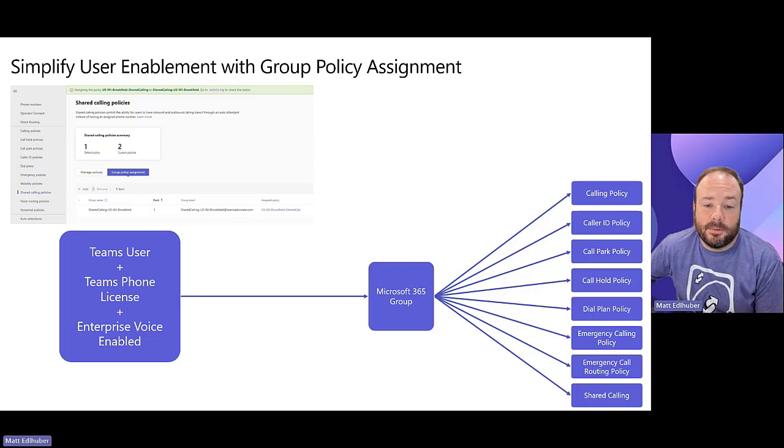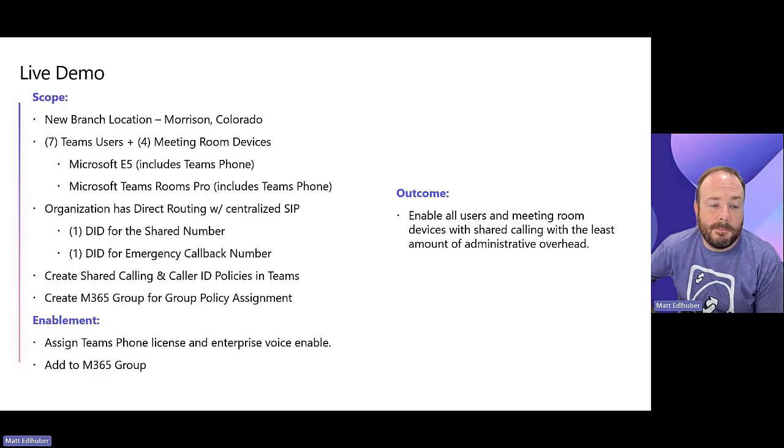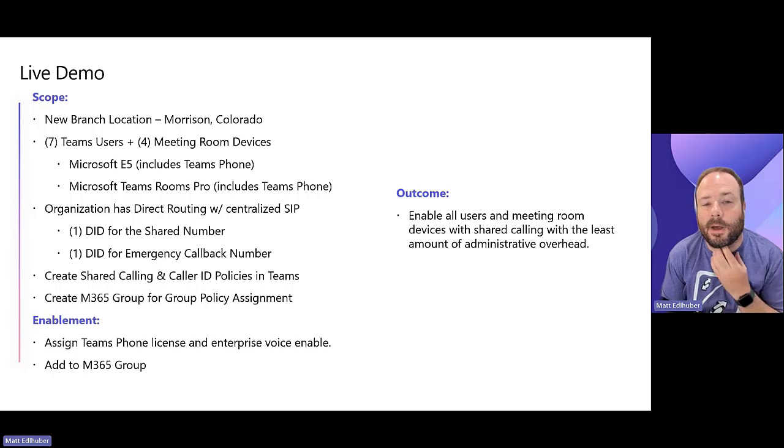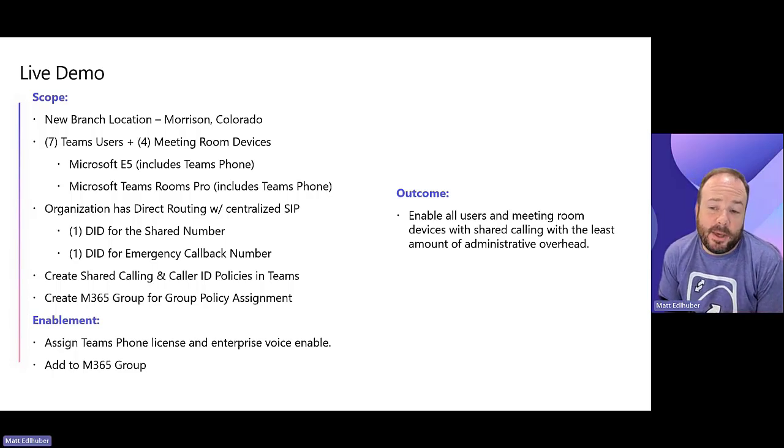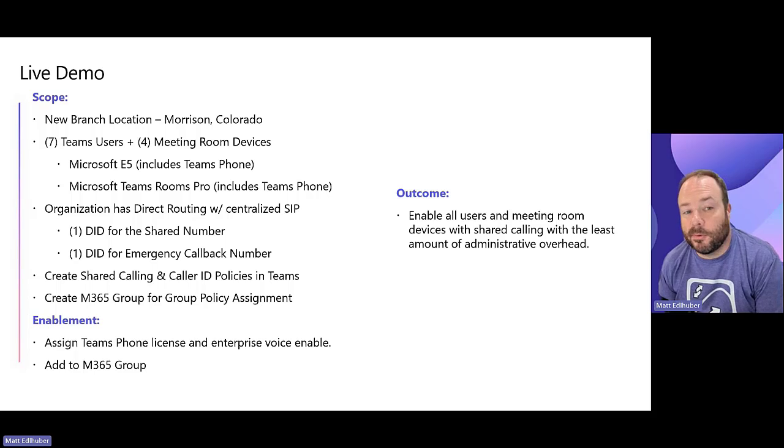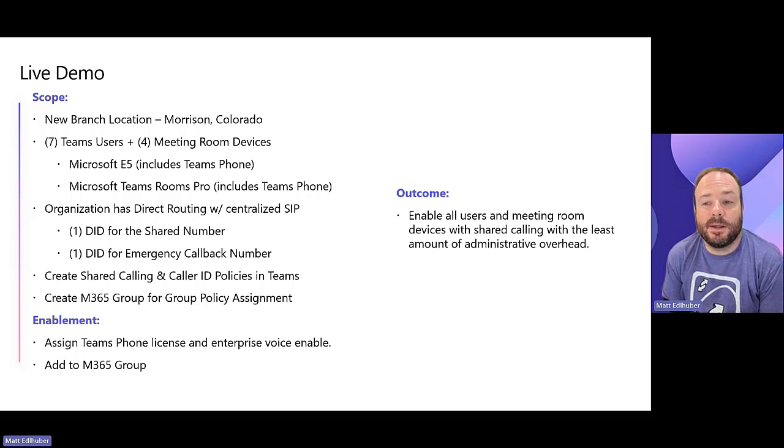So let's get right into it. I did put a high level scope here of just a scenario, I guess you could call it. So in this case, we're going to open a branch office in Morrison, Colorado. We're going to have 7 Teams users and 4 meeting room devices. We're going to assume that those users are using E5 licenses. We're going to assume that those meeting room devices are going to be using the Teams Room Pro license.